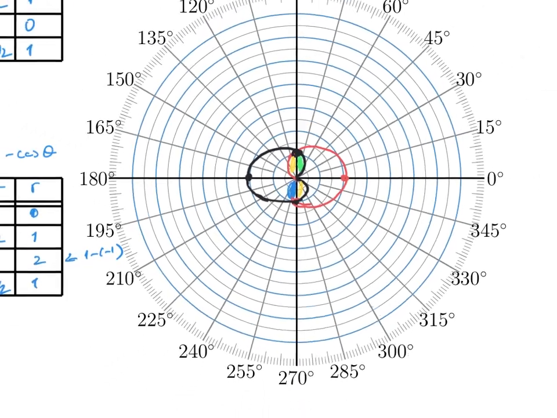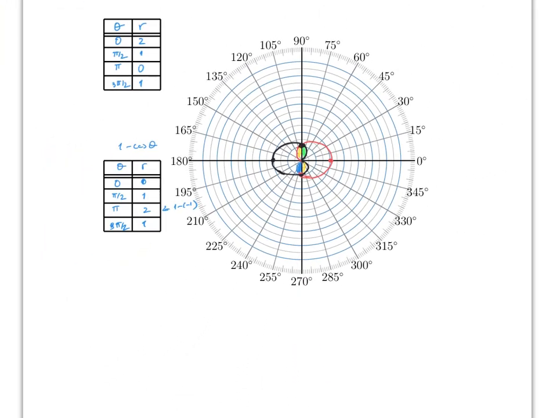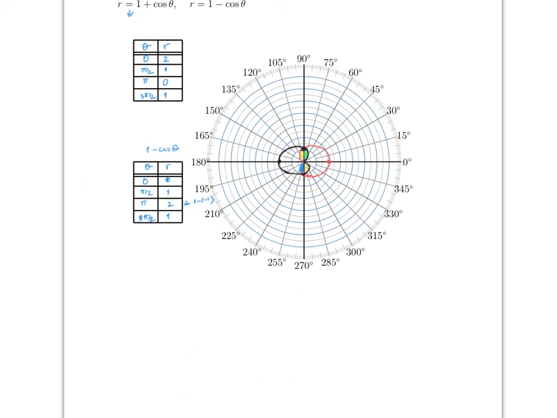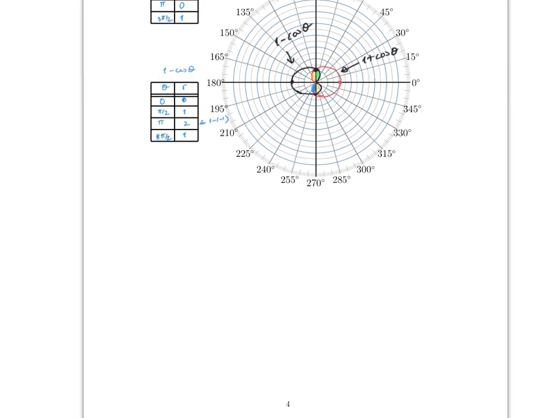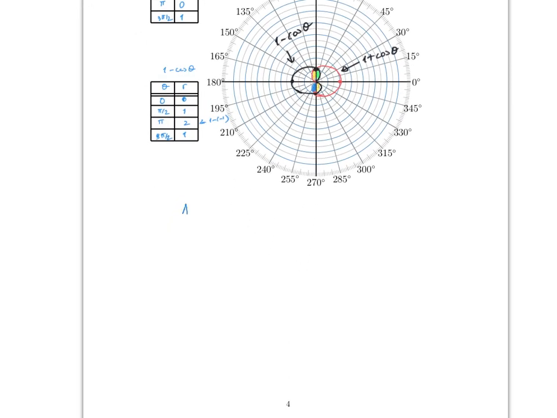So all you have to do is find one of the areas and multiply by 4 by symmetry. Remember that this one is 1 plus cosine theta. Well, this one is 1 minus cosine theta. Therefore, the area is going to be 4 times one piece.